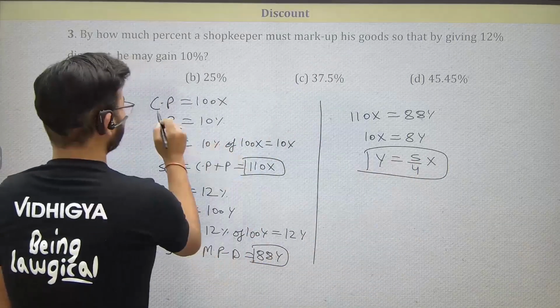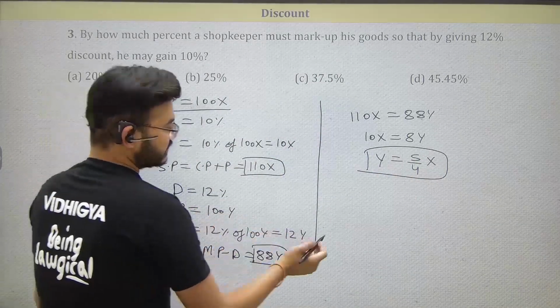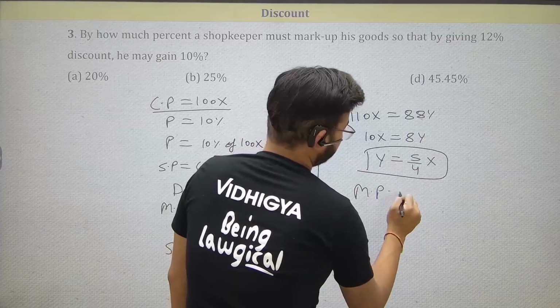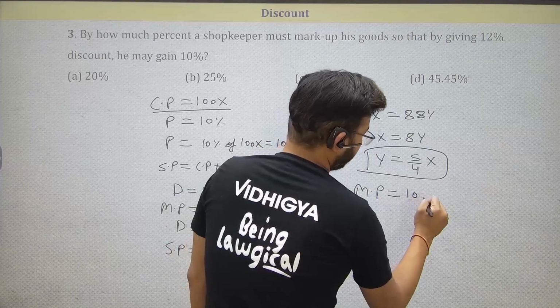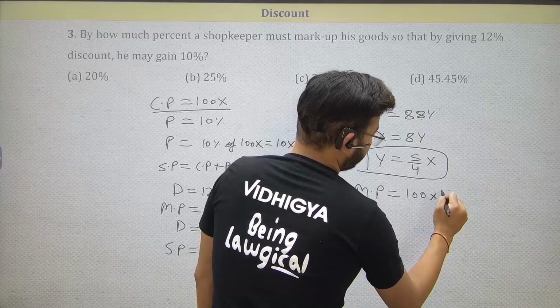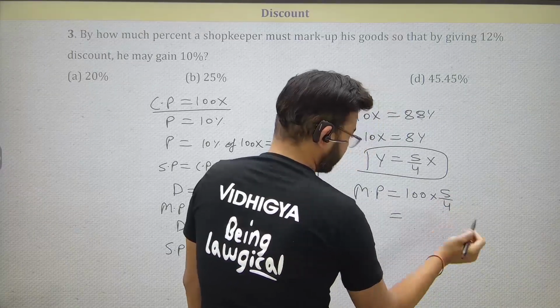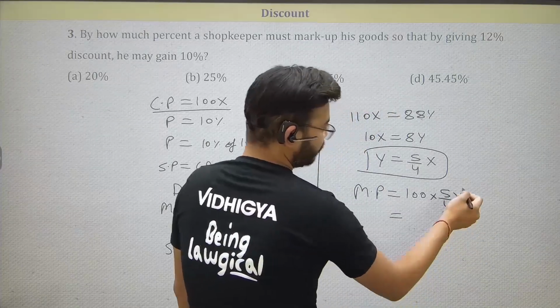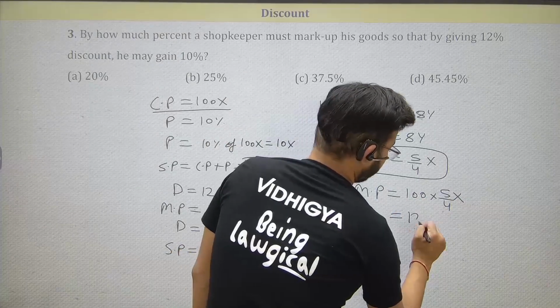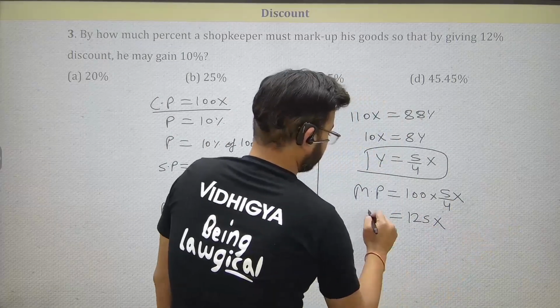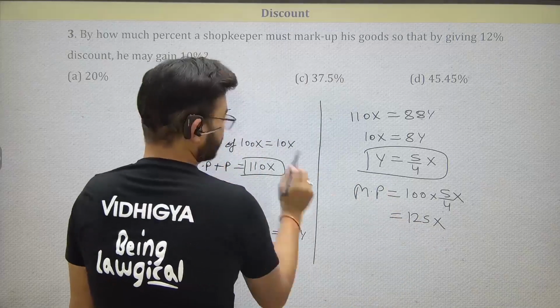Okay. So cost price is 100x, mark price is 100y. So mark price will be 100 into 5 by 4. So that becomes 5 by 4x. So this becomes 125x. So this is the mark price and this is the cost price.